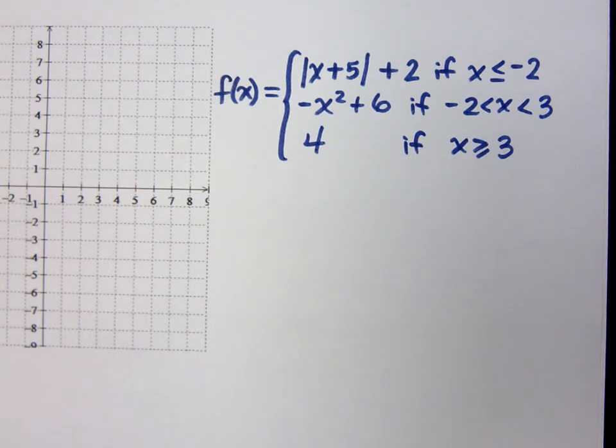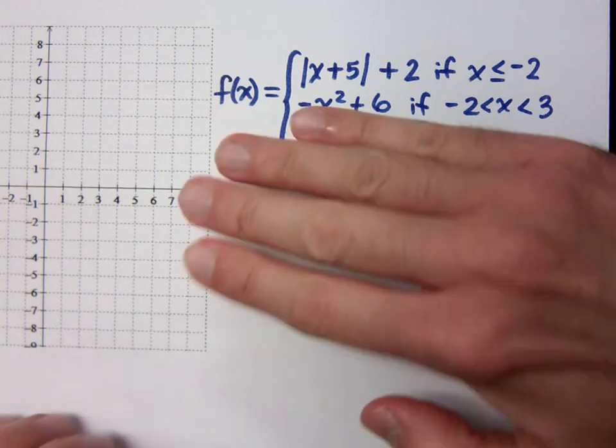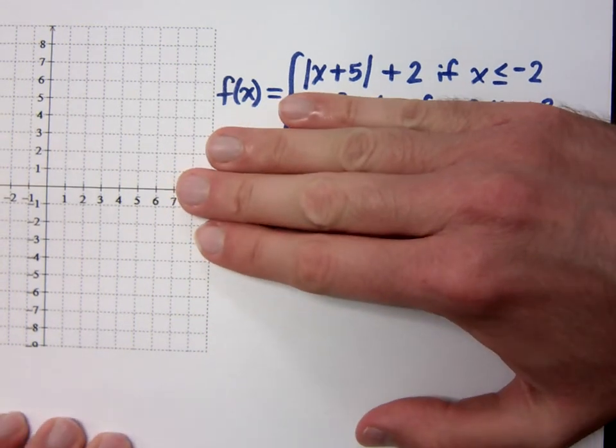All right. This is another piecewise defined function. It's got three pieces. You need to graph each of these pieces, but you have to do it with the appropriate cutoffs. Now we should understand what each of these look like.